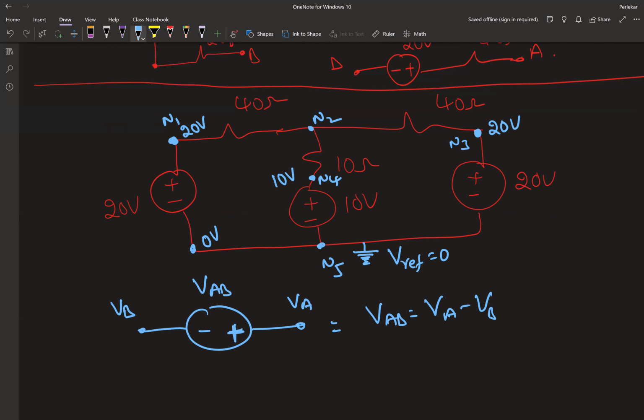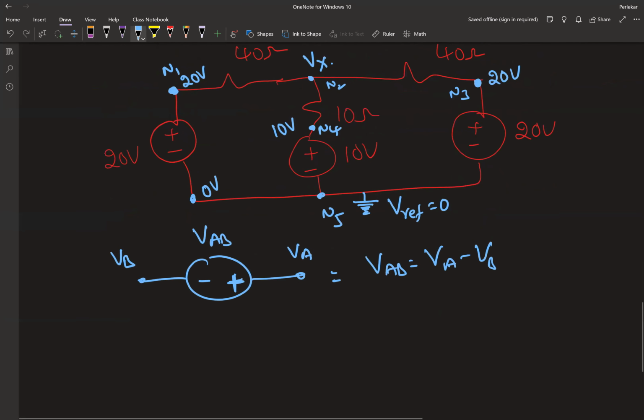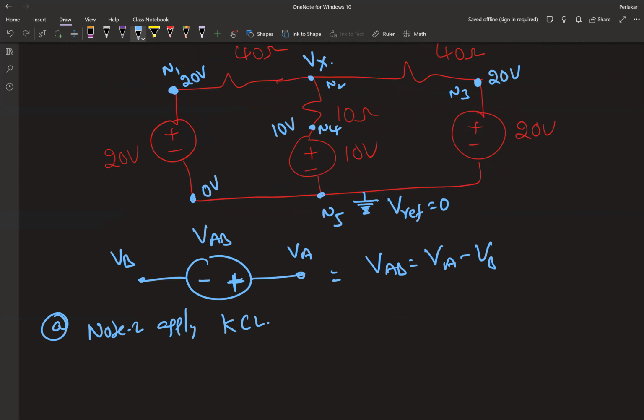So now we know some of the node voltages. The only node we don't know here, I'm going to take this voltage as Vx at node 2. So at node 2, apply KCL, Kirchhoff's current law.